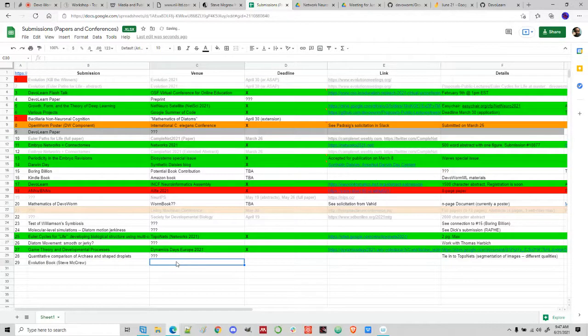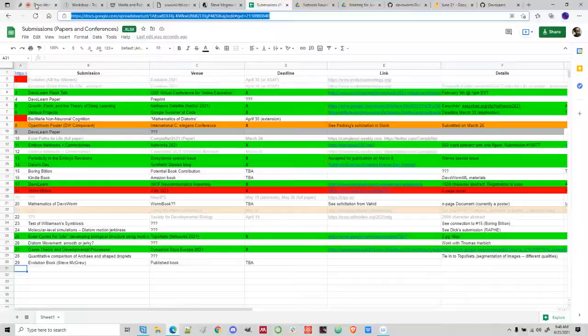I guess it's a published book. I don't know who the publisher would be. The deadline would be, I guess, TBA. So we'll put that on the list to keep tabs on it. Other than that, I think that's pretty much it. There isn't really anything to follow up on right now from this list. So if people have things they want to put on the list, please let me know or put them on yourself if you want to access it directly.